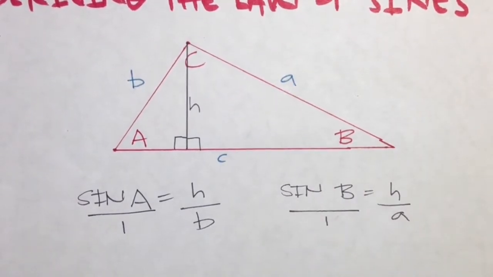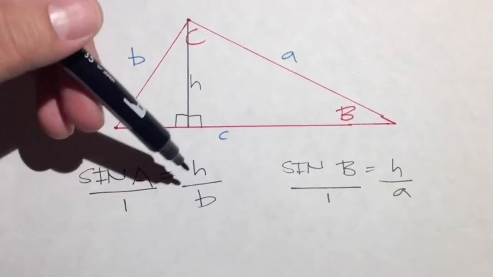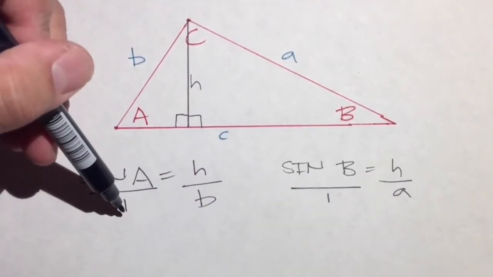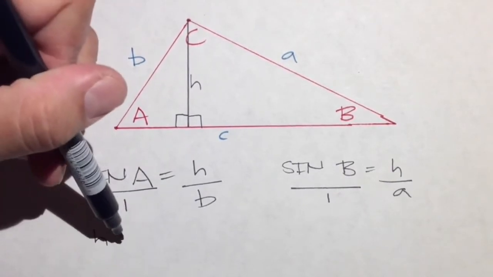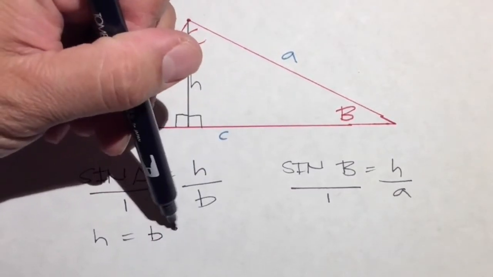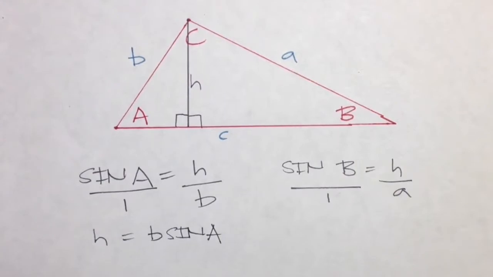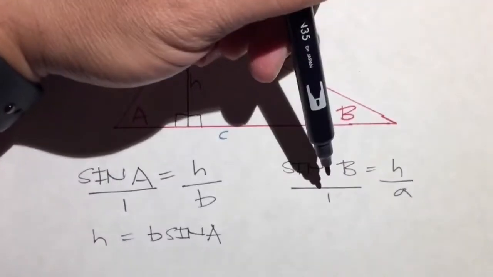Okay, and what I want to do is focus on this one. I'm going to get h by itself because both of them have h. So we're going to cross multiply. 1 times h is equal to side b times sine of angle A. I'm going to do the same thing over here.